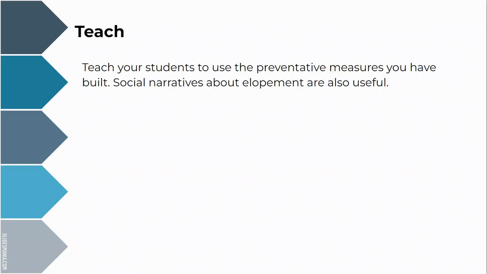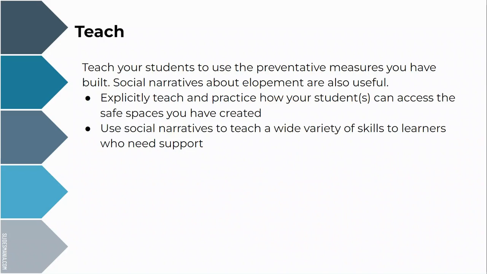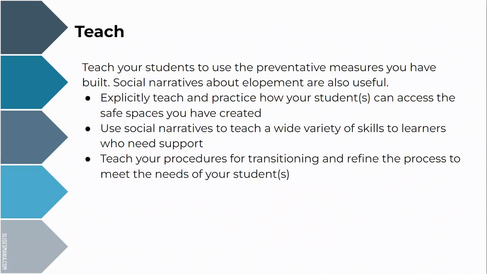The next step is to explicitly teach your students how to access the interventions you've put in place. Teach your students to use the preventative measures that you've built. Social narratives, also known as social stories about elopement, are also useful. Explicitly teach and practice how your students can access the safe spaces that you've created. Use social narratives to teach a wide variety of skills to learners who need support. Teach your procedures for transitioning and refine the process to meet the needs of your specific students.